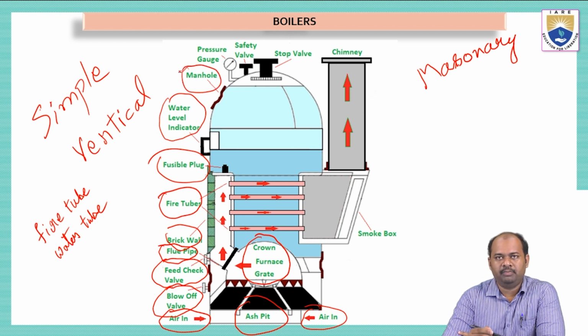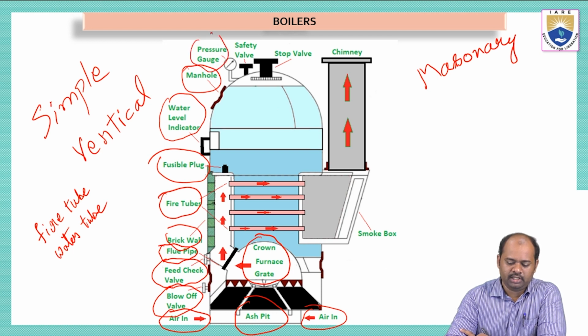So what is this manhole? The purpose of the manhole is accessibility. A person can go inside the boiler chamber and do maintenance works like cleaning the inner surface of the tank, or many other operations. So this manhole is for accessibility and maintenance. And we have a pressure gauge here.